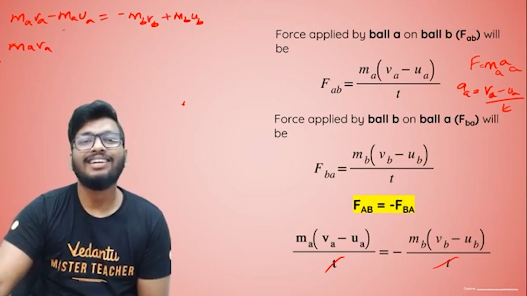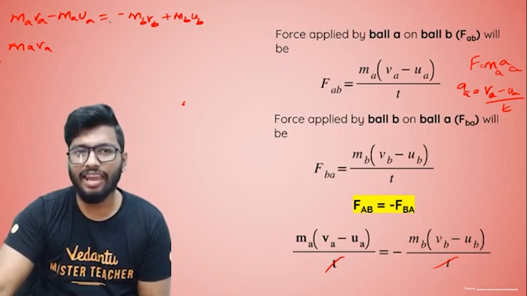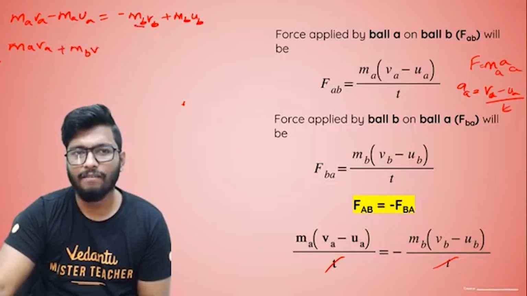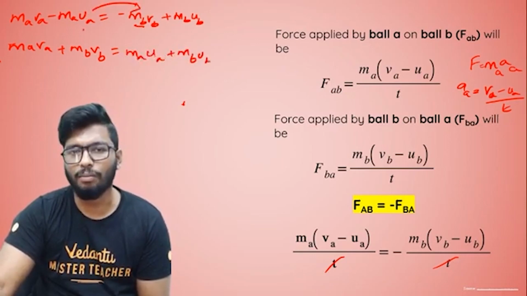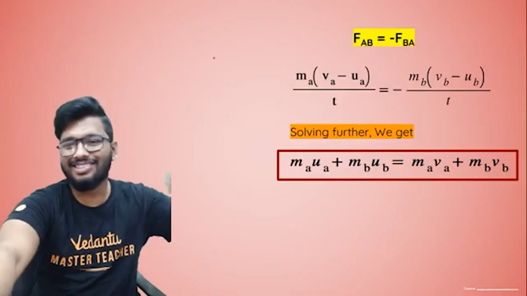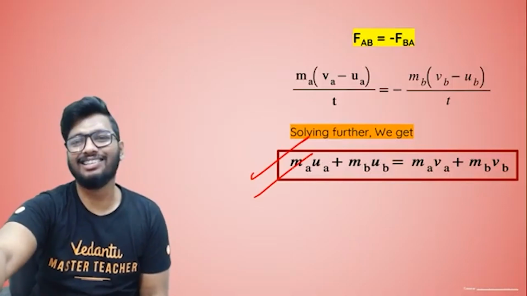Take all the U terms to one side and all the V terms on the other side. So MAVA, this is a minus, so take this to the other side, it will become plus MBVB, which is equal to, taking this to the other side, plus MAUA plus MBUB. That's it. So final momentum is equal to initial momentum. That's all, guys. This is your final equation as well.